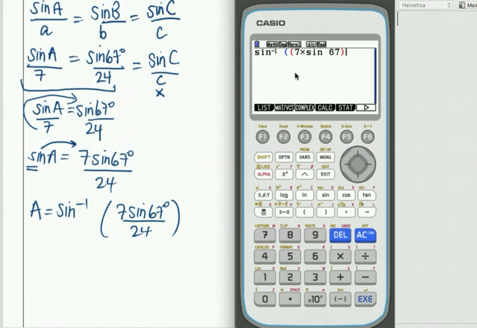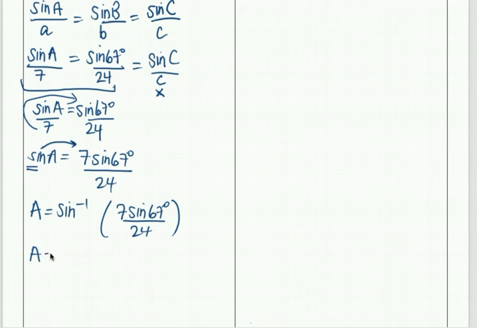All right, so 7 times sine of 67, and then I'm going to go divided by the 24, and then I'm going to close the bracket up and then hit enter here. Okay, so I get 15.57, and then again, the whole point whenever you do the inverse, it's because you're finding the angle, so write degree.